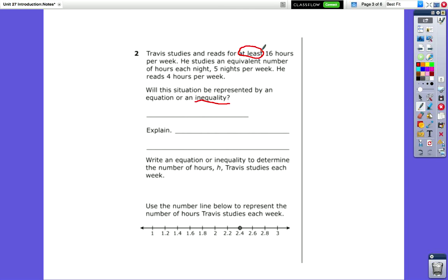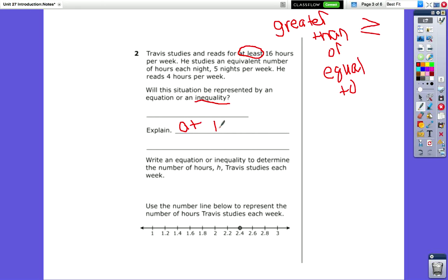If you look back at your notes from Friday, the word at least means greater than or equal to. So this at least is under greater than or equal to. Sorry for the sloppy handwriting. Greater than or equal to, which is going to look like this. So we know that it's going to be an inequality because of the words at least. And we know from using our notes from Friday that are in your journals that at least means greater than or equal to, and it's going to look like this.